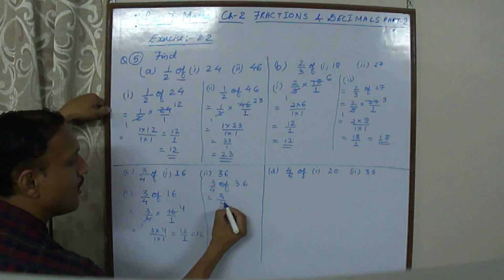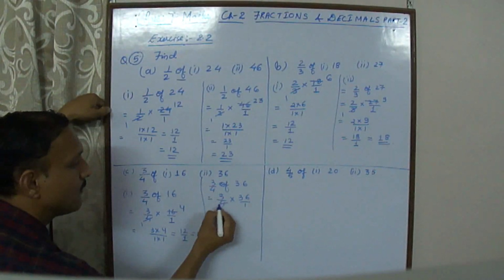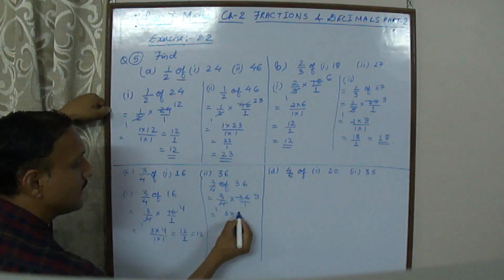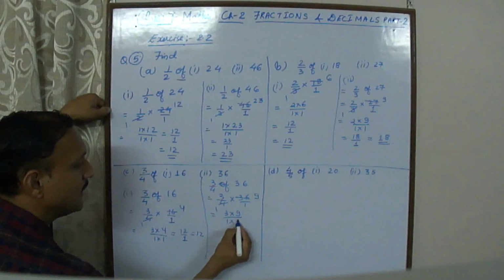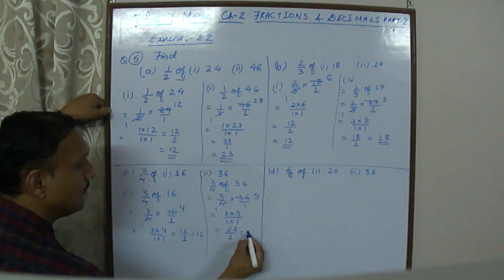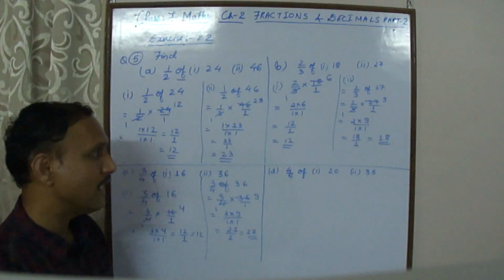3 by 4 of means multiply. 36 by 1 we can put, now cut. 4 ones are 4, 9 fours are 36. Multiply numerator with numerator and denominator with denominator. 9 threes are 27 and 1 one is 1, means 27. So very easily we can do it.